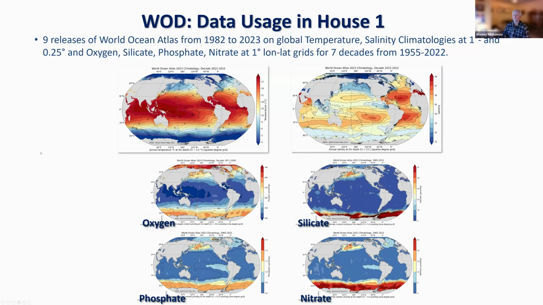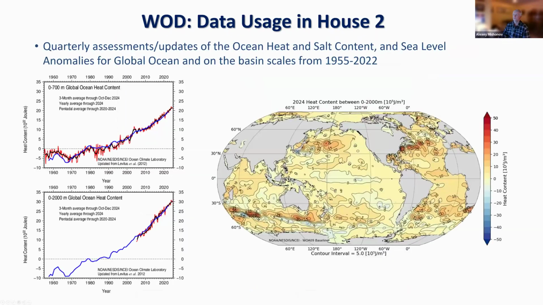The next product, which is a climate record, is a quarterly assessment of ocean heat content, salt content and sea level change. This is an example we just made public last month, up to December 2024. It shows how the ocean heat content is changing in the upper 700 meters and the upper 2000 meters. We can see it's not stopping. The ocean has been warming all the way from the 1990s, and it's already at pretty high values.